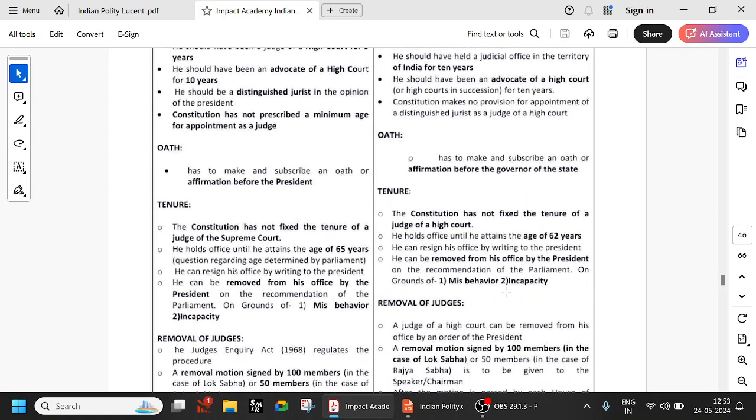Now the oath. A Supreme Court judge has to make and subscribe an oath or affirmation before the President. A High Court judge has to make and subscribe an oath or affirmation before the Governor. So in the case of the Supreme Court, appointment is done by the President and the oath is given by the President. But in the case of the High Court, the appointment is made by the President, but the oath is administered by the Governor. Try to remember this because there is a change. Such a question can be asked.